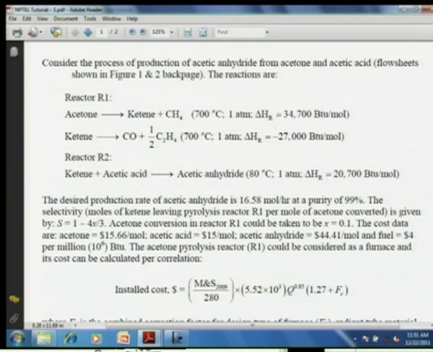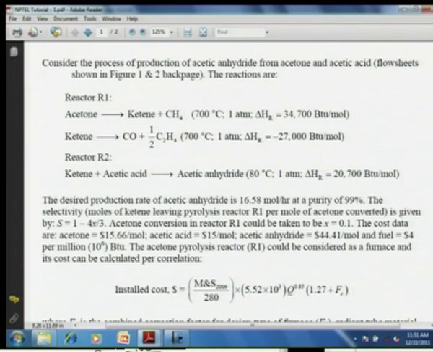What you see on the screen now is the problem statement. Consider a process of production of acetic anhydride from acetone and acetic acid. The basic reactions are: in the first reactor, acetone decomposes to a species called ketene and methane at a temperature of 700 degrees centigrade and a pressure of 1 atmosphere. Since this is a decomposition process, it is endothermic and the heat of reaction is 34,700 BTU per mole of acetone.